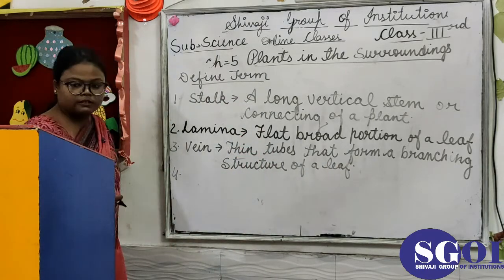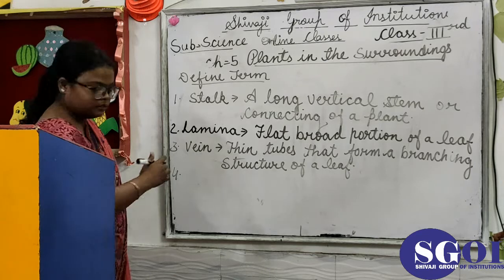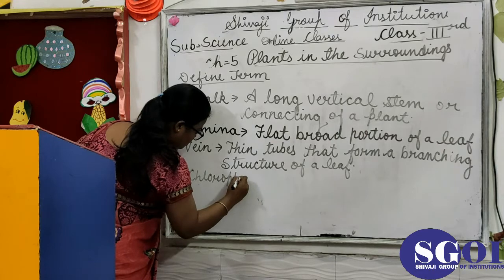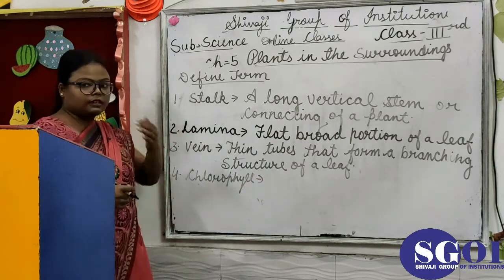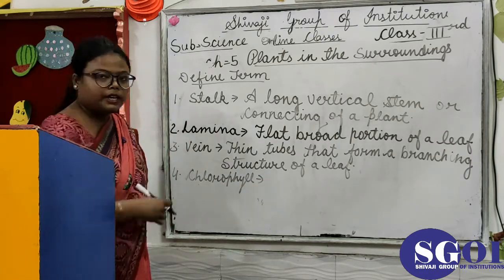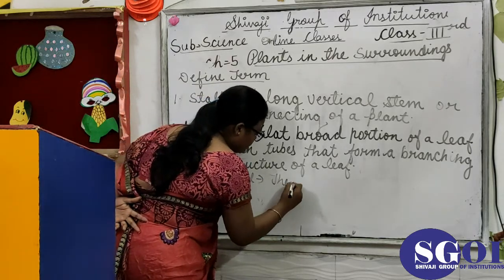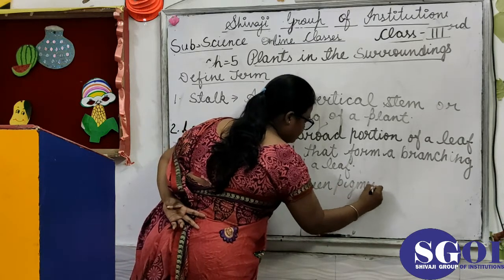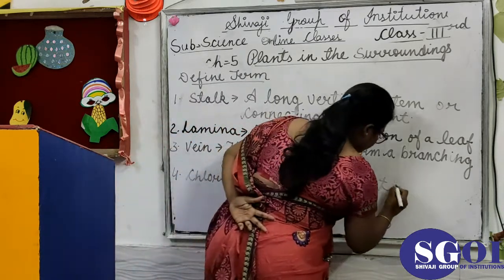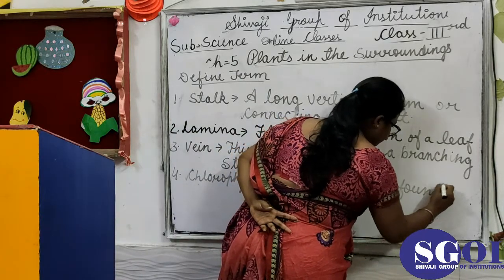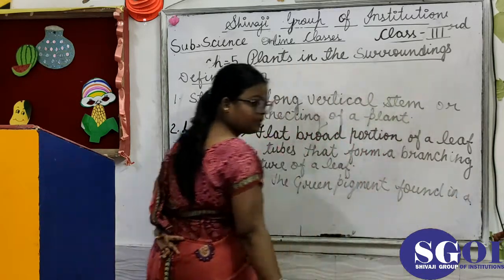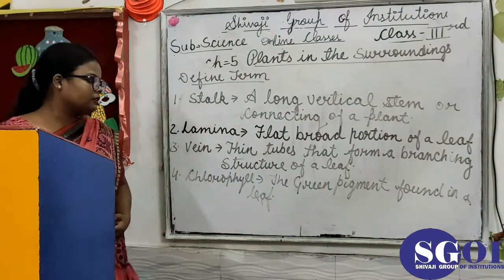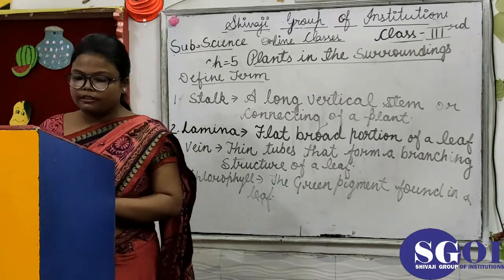Next is chlorophyll. What is chlorophyll? The green pigment found in a leaf. The green pigment found in a leaf.